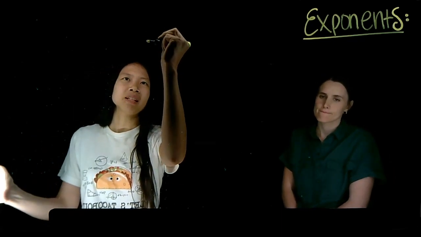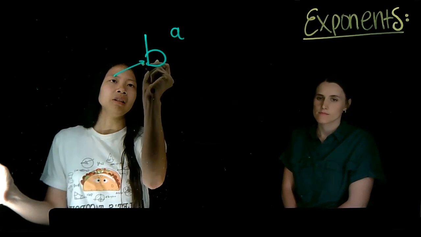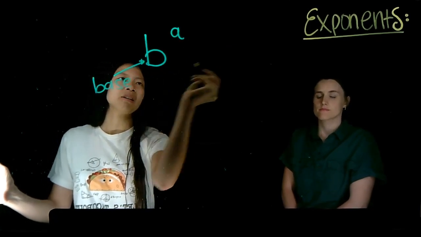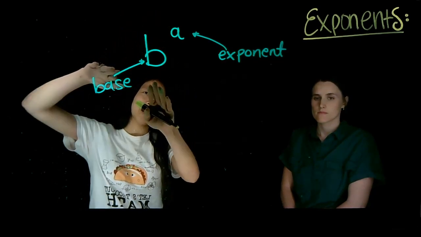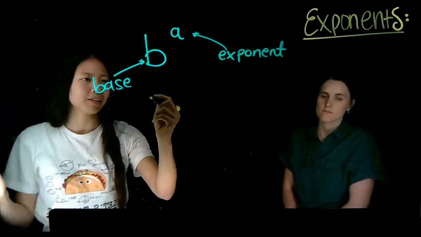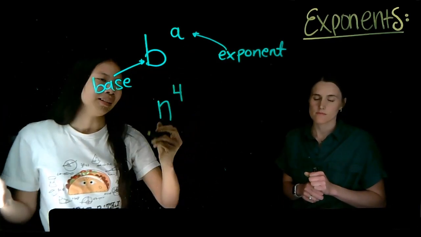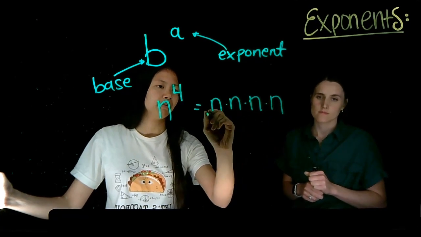Exponents are usually written as some base raised to some power. So you've got the base part and you've got the exponent part. What does this mean? It means this is a shortcut for writing the base being repeated 8 times, being multiplied 8 times. So for example, if I had n to the 4th power, this is saying that n is being multiplied 4 times. So that is being repeated 4 times.